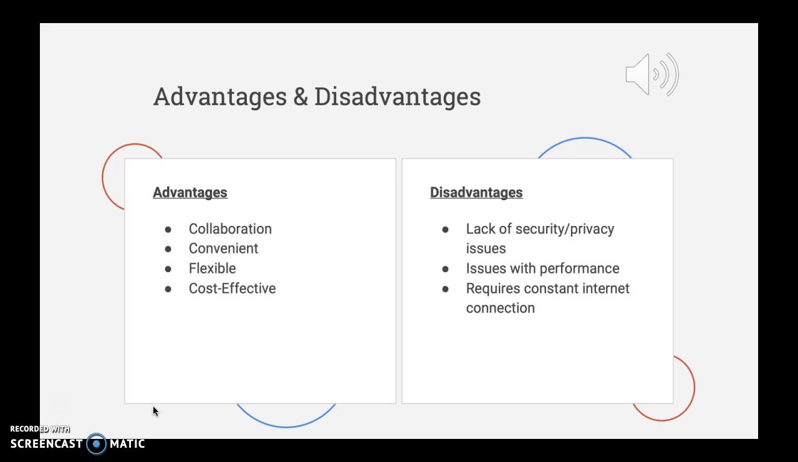Some of the disadvantages are a lack of security and privacy issues. This is an issue for schools because it's harder to monitor student activity using these programs. Issues with performance. Many people argue that these programs do not provide enough storage for the average user, or especially in a school setting. And finally, it requires a constant internet connection. For the programs to be collaborative and saved to the cloud, you need an internet connection, where if you lose internet or you want to work on the project in an area where you don't have access to the internet, then you're not able to work on that project or save it.